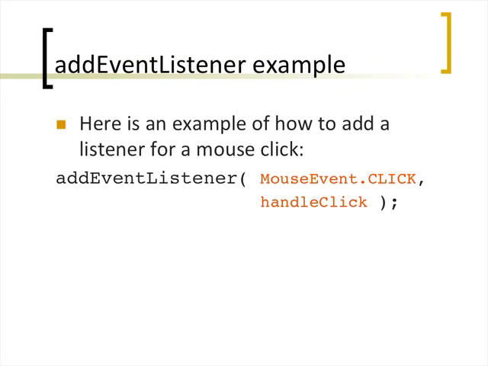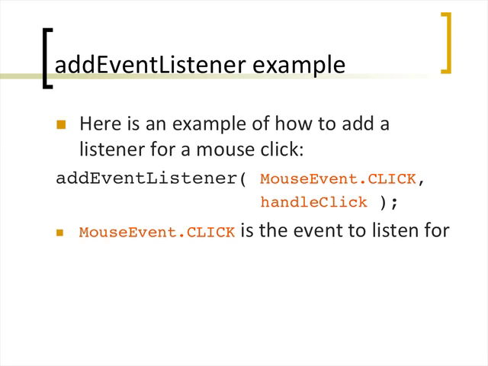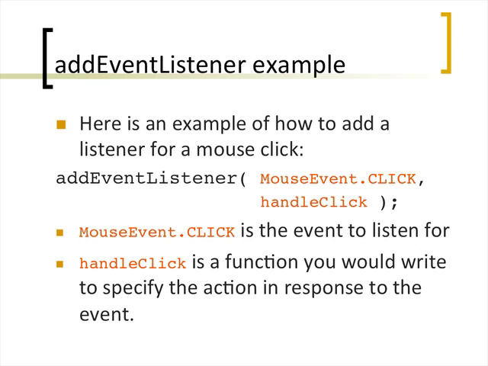Here's an example of how to add a listener for a mouse click. So we have addEventListener, then the event we're listening for, in this case MouseEvent.CLICK, and then the function, the code that we'll write that will respond to that, which I've called handleClick. So in this example, MouseEvent.CLICK is the event that we're listening for, and handleClick is a function that we'll write to specify the action that will be in response to that particular event. So when the user clicks, handleClick will be the code that we'll run.